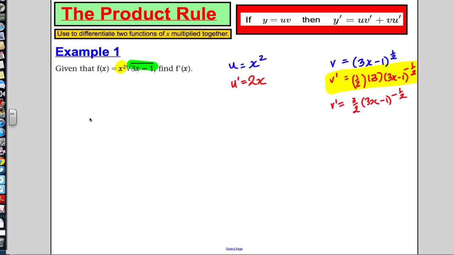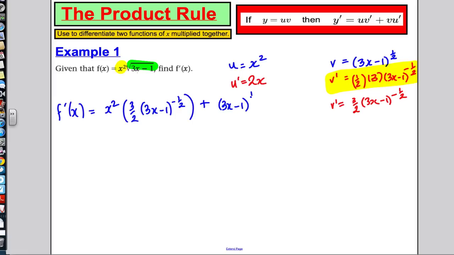So f dashed x, the derivative of the original function, is uv dashed, so it's x squared multiplied by 3 over 2, 3x subtract 1 to the negative a half, plus vu dash, so v is 3x subtract 1 to the half times u dash, which is 2x.